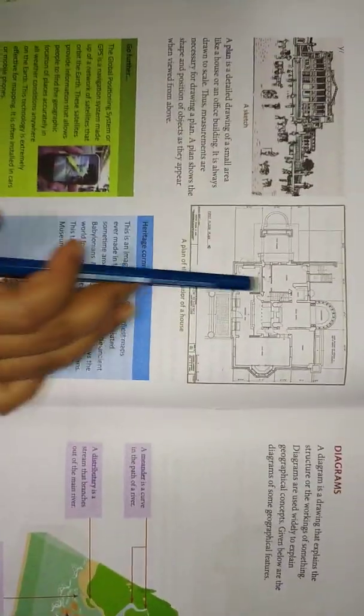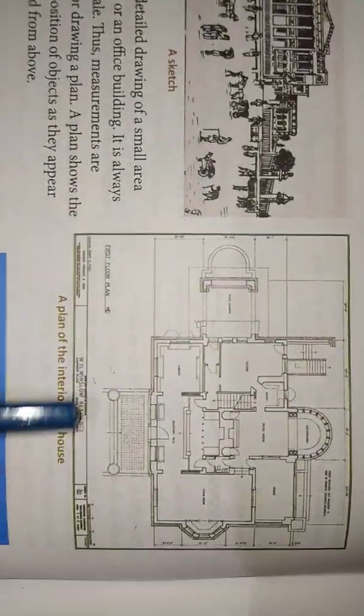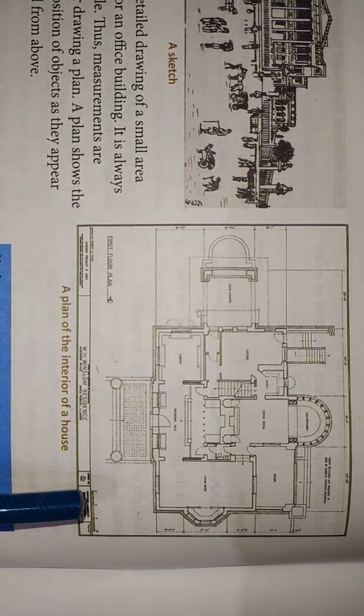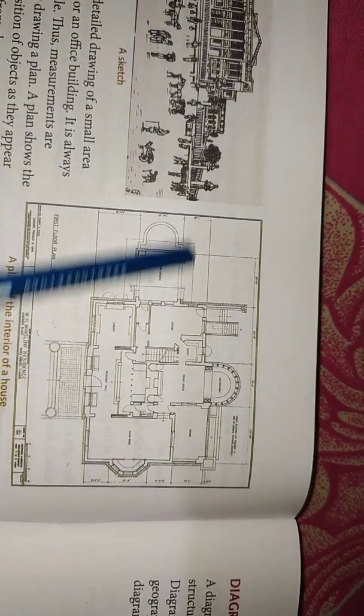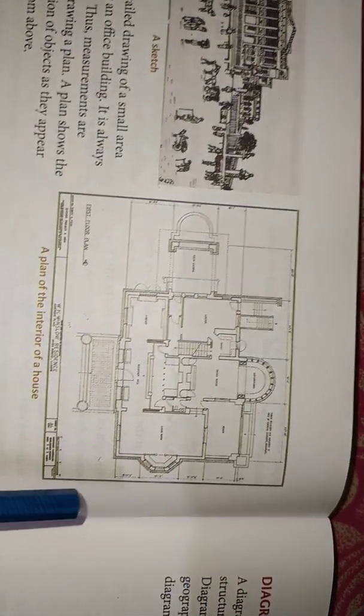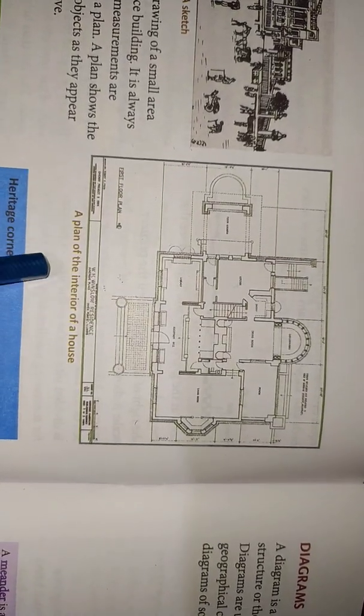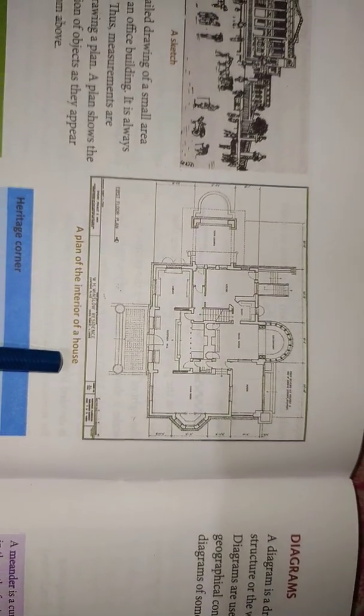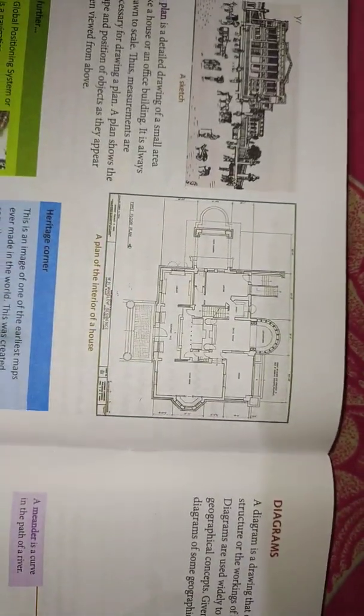Look at this picture. This is the picture of an interior of a house, and this is the plan, how it was built. This is the plan of an interior of a house. The outline of how the building will be built is called a plan.